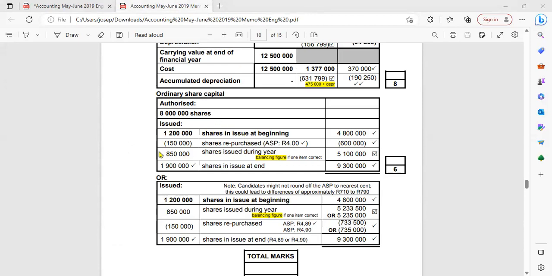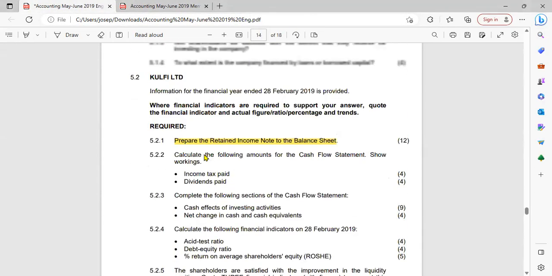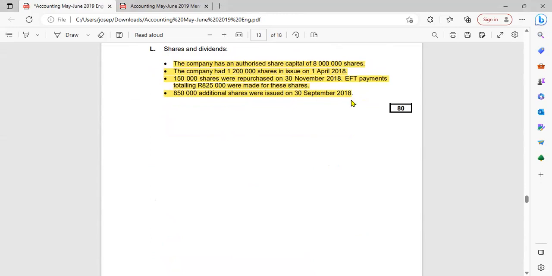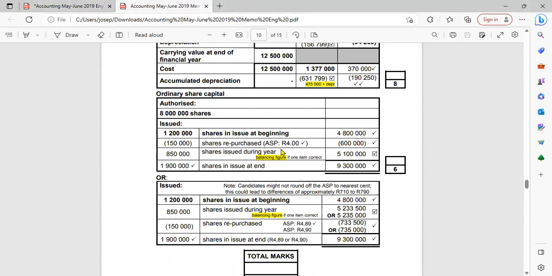Like I told you guys, we'll remember this one of the dates. Where is that one? This one, I told you that 30 November 2018 and 30 September 2018, we have bought additional shares before we have issued additional shares. So we have issued additional shares before we repurchase. So I told you it is not that difficult. There it is, guys. You can either calculate by firstly issuing the shares before you repurchase.